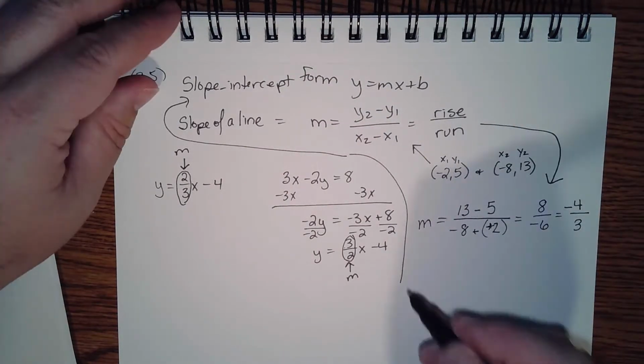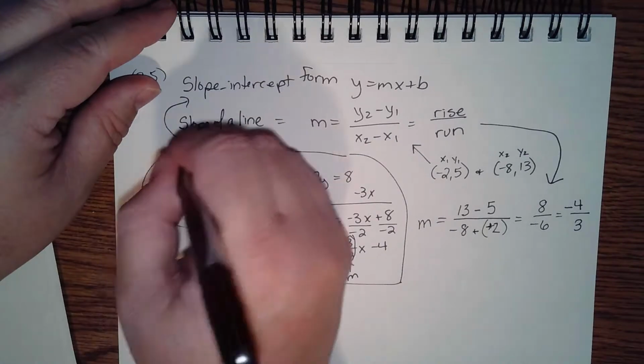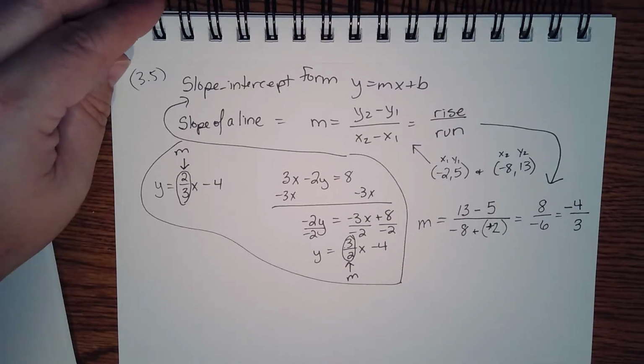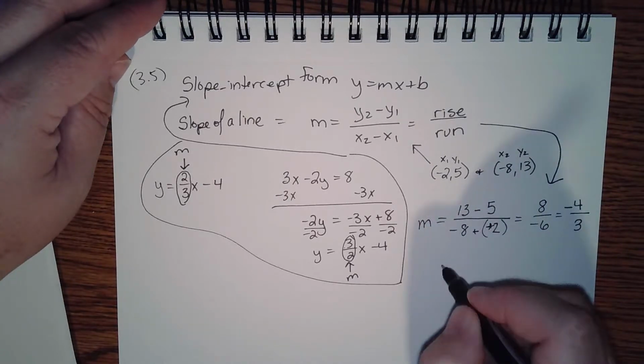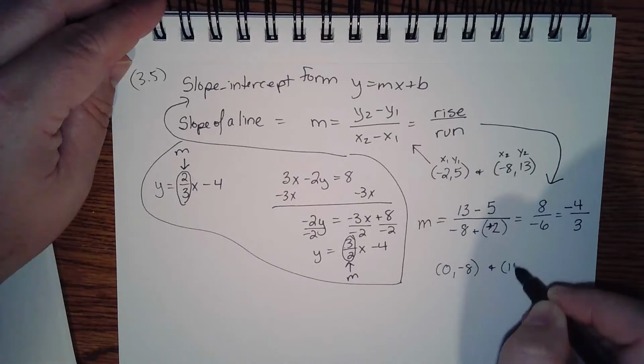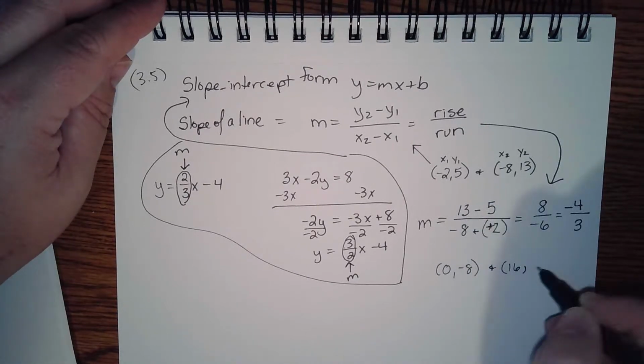All right, so I'm going to tie these two together here so that you can see what's going on. The first two is getting slope using the equation. The second two is getting slope using the two ordered pairs. Let me show one more example. Let's say I have 0 comma negative 8, and I have 16 comma negative 9.